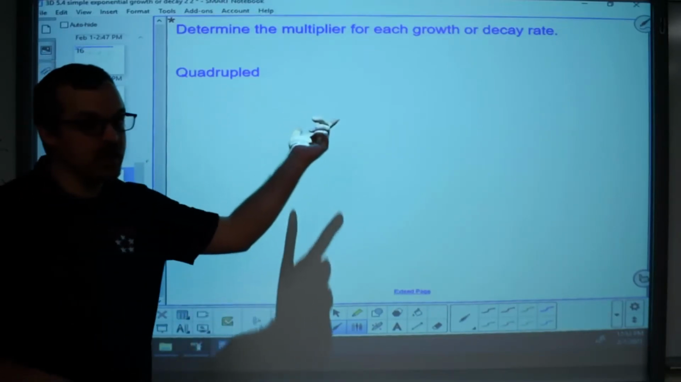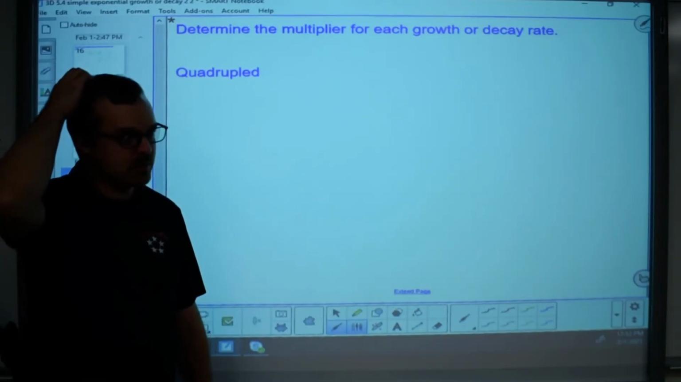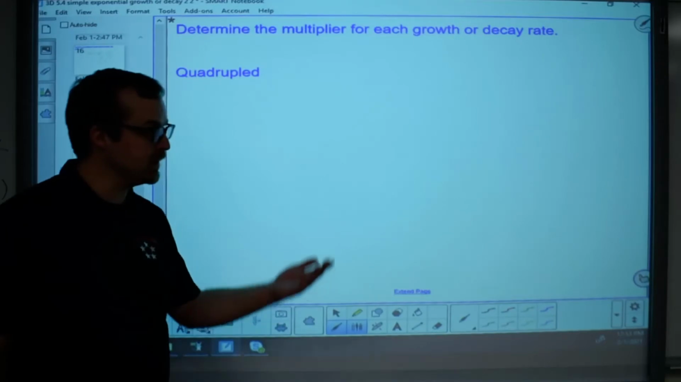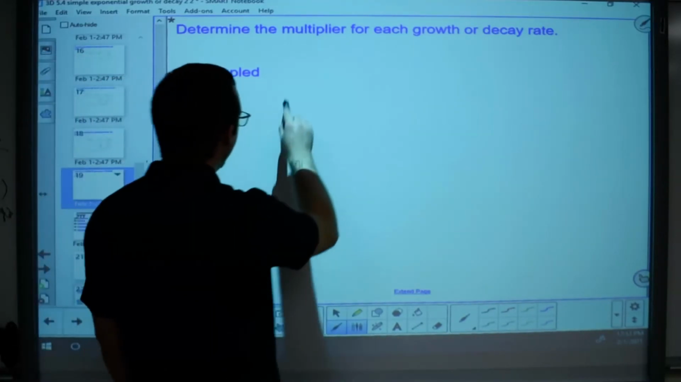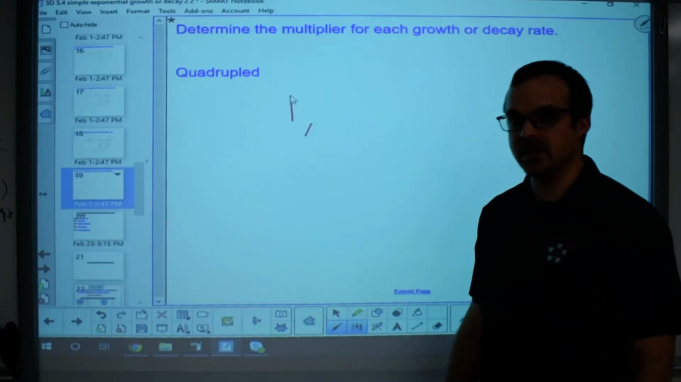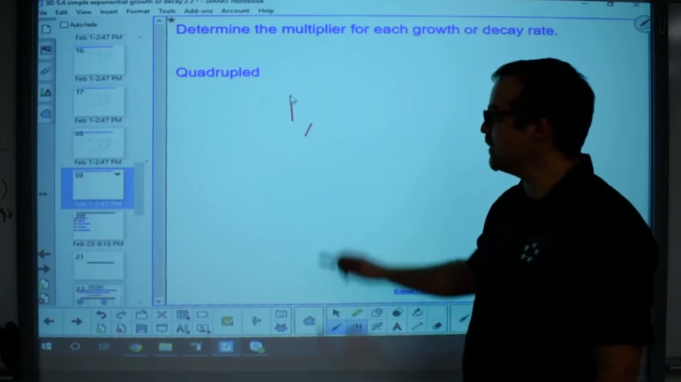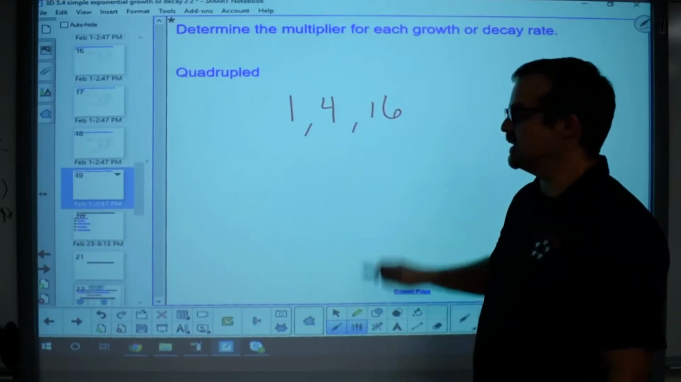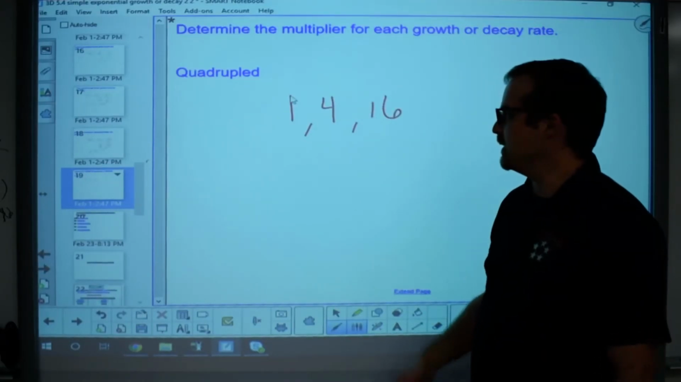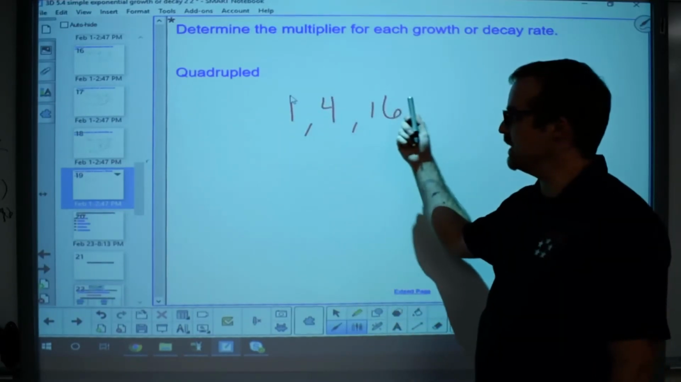So we want to write this as a decimal or a number, but we don't need to convert it by moving the decimal over twice because it's not a percentage. Quadruple, what does that mean, right? Well, if I have 1 of something, like bacteria, and it quadruples, that means I'm going to have 4. And then if that quadruples, I'm going to have 16. These are just examples, like 1, 4, 16, that's going to quadruple.